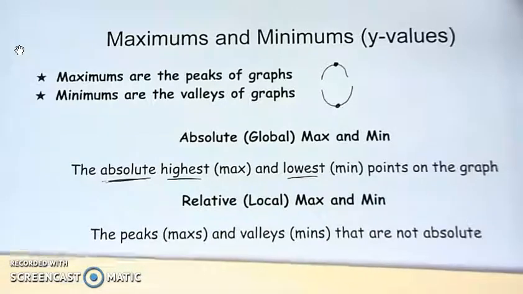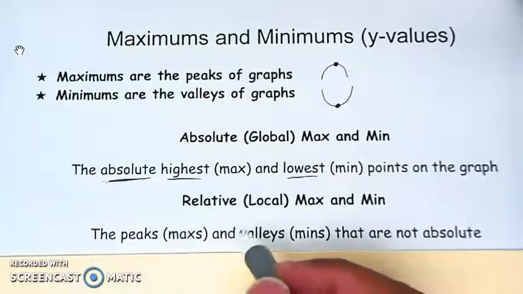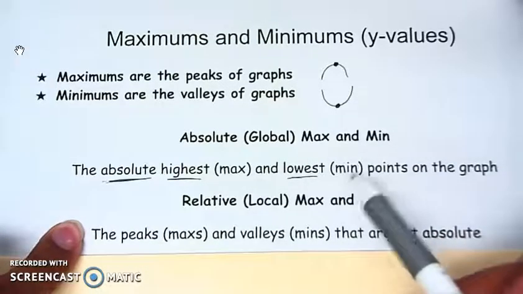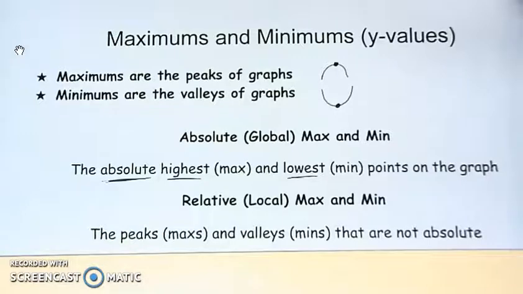All right, and then a relative or local, and sometimes you will hear relative max, relative min, or local max, local min, and they mean the exact same thing. Now, these are the peaks, the max, and the valleys, the mins, that are not absolute. So if they're not the highest point or absolutely the lowest point, but yet they're still a peak or a valley, they're considered relative. As we go through the examples, we will find some that are absolute maxes, some that are absolute mins, and some that are just relative or local max and mins. So again, the absolute highest one is your max, the absolute lowest one is your min, and the rest of them that are peaks and valleys are the relative ones, like the relatives.